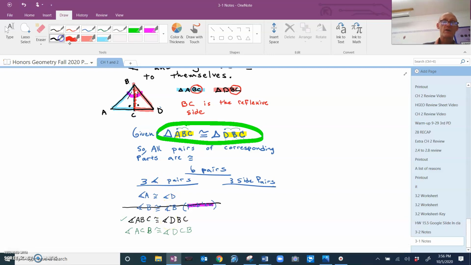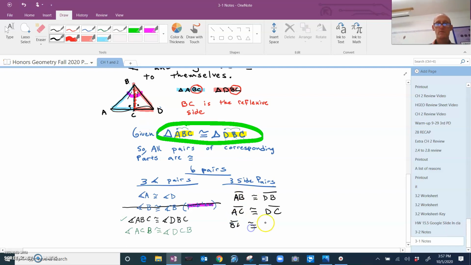And then the three side pairs would be AB, which would be these two, congruent to DB. Do you see how they match up? And then the next side pair would be AC is congruent to DC. See how they match up. And then BC and BC. And that's the reflexive side.